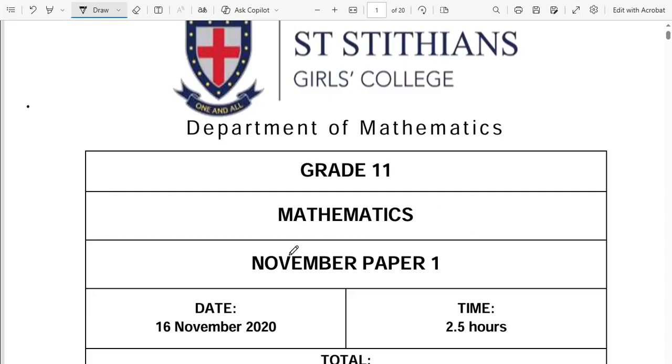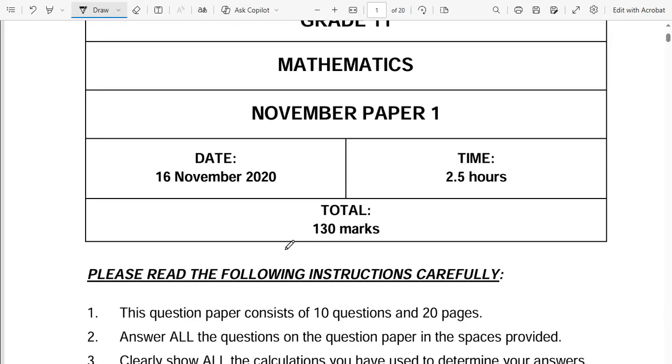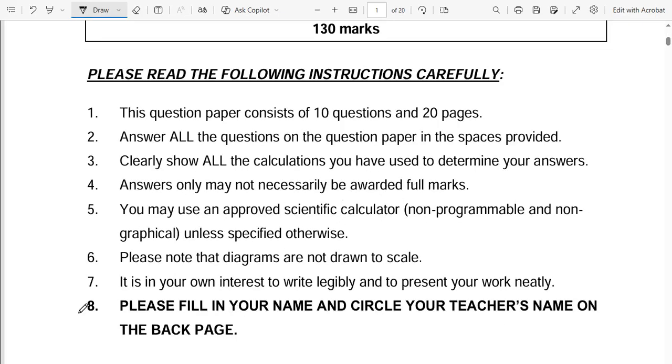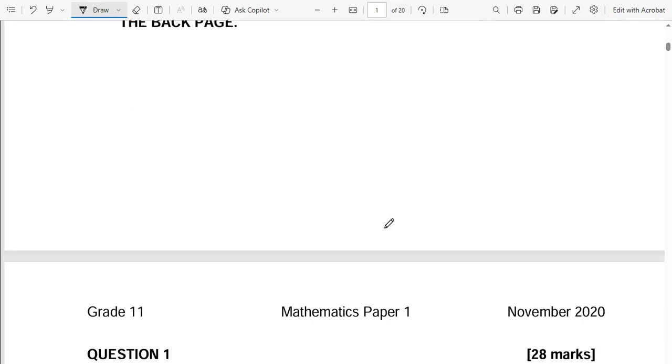So on this lesson, we're going to work on grade 11 maths, final exam preparations. We're going to work on this question paper. We're going to answer all the questions, and this is out of 130 marks. Please read the following instructions carefully. Make sure that you read the instruction when you get in your exam. Let's start with question 1.